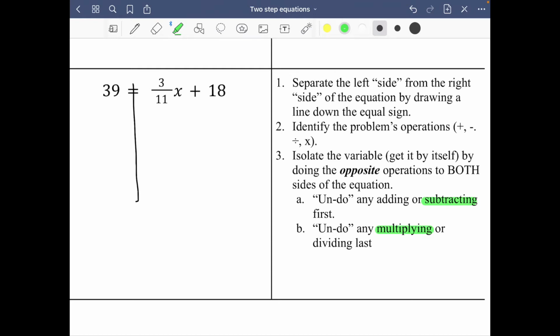Okay? Now, it's very important that when we go through these opposites, we go in the right order. So the order states that I have to undo adding and subtracting first. And what that really means is I can't move my x first. I have to move the one without it. That is called your constant. And our constant in this one is 18. So I got to do the opposite. Like we said, we're going to subtract. So I'm going to subtract 18 on both sides.